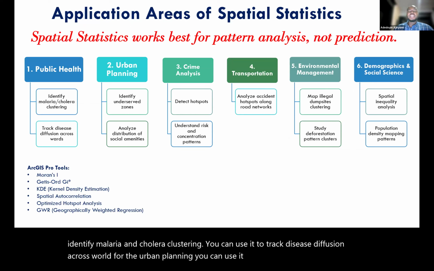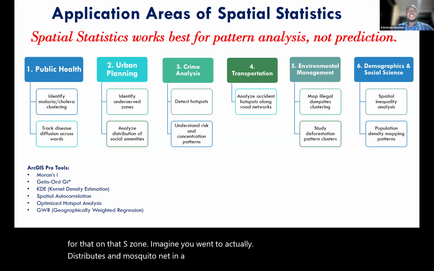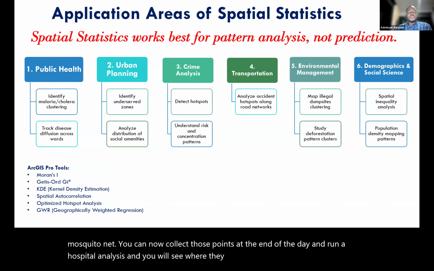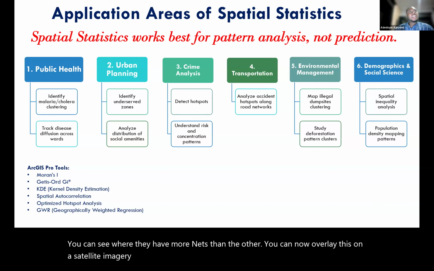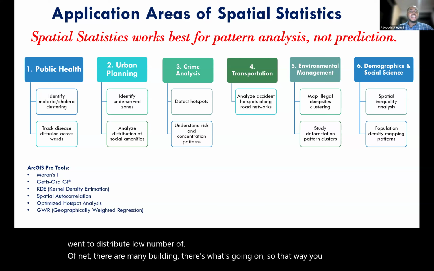And for that underserved zone, imagine you went to distribute mosquito nets in a particular place and you collect points of those mosquito nets. You can now collect those points at the end of the day and run a hotspot analysis. You can see where they have more nets than the other. You can now overlay this on the satellite imagery or a building shapefile. You can now see that these places where you distributed a low number of nets, there are many buildings there. What's going on? So that way you are able to understand another underserved zone.